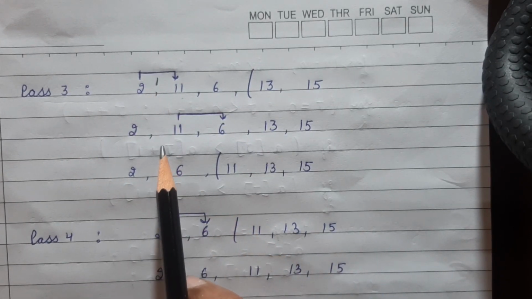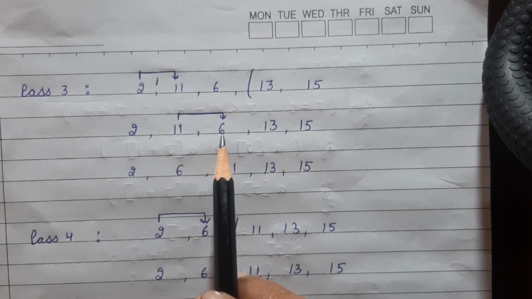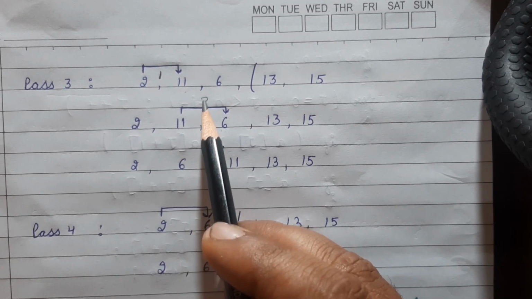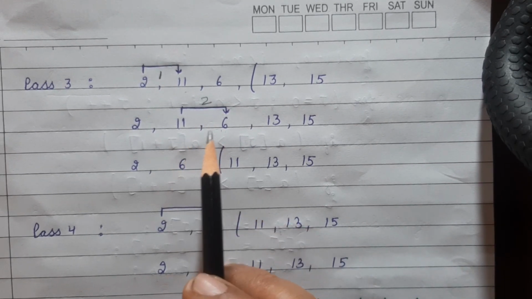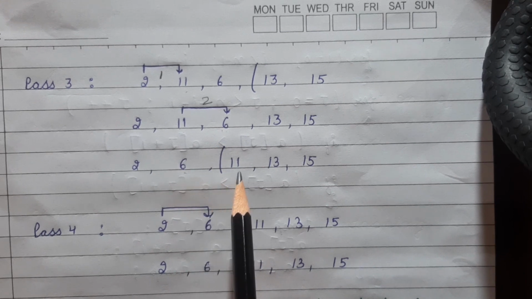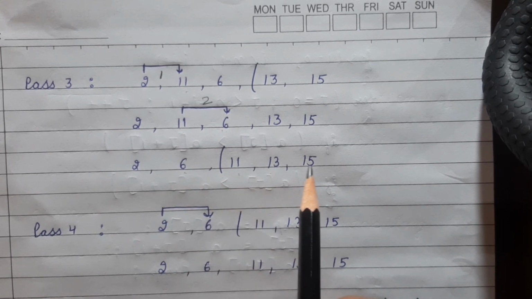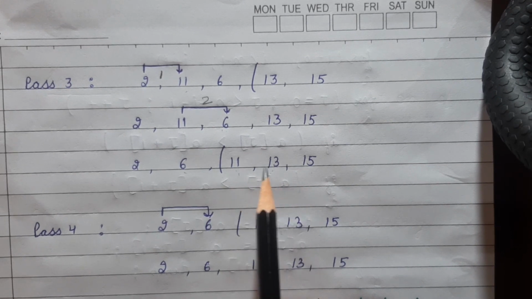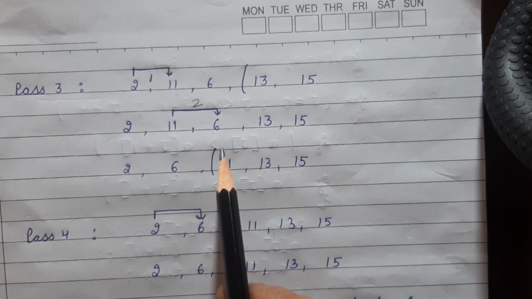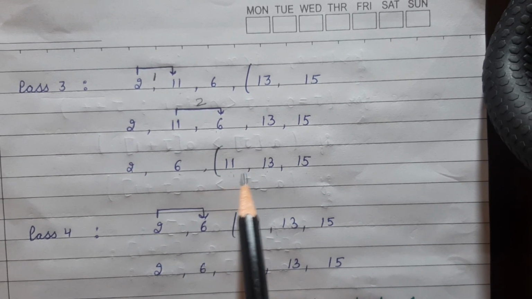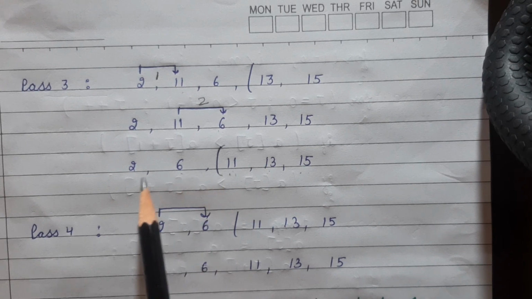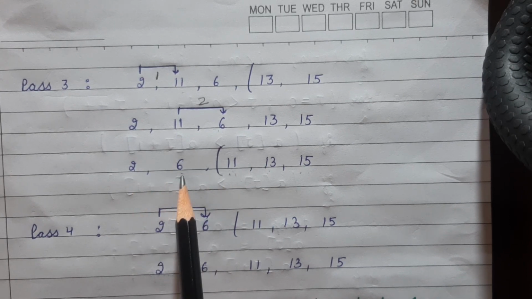Okay, after this, now we compare second element with the third element. Now 11 is greater than 6? Yes. So this is our second comparison. So elements are swapped. So 6 we write here, 11 we write here. After this, 13 and 15 are already in the sorted list, so there is no need to compare 11 with 13. So after completing pass 3, your 3 elements are in the sorted order. Now the position of 11 is also fixed, and left we have 2 elements, 2 and 6.